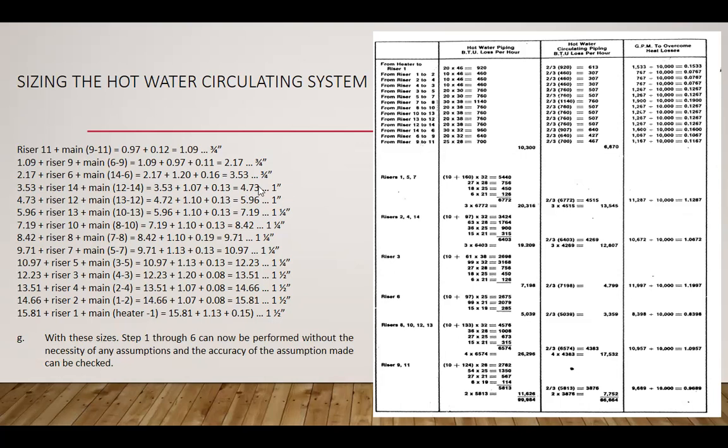So, 1 inch na. Then 3.5 or 3.6 is the limit, so there is no more 3/4. So, 4.73 plus riser 12, main 13 to 12: 4.73 plus 1.1 plus 0.13 is 5.96. So, 1 inch. Then 5.96 plus riser 13 plus main 10 to 13 is 5.96 plus 1.1 plus 0.13 is 7.19. So, this is now 1 and 1/4. 7.19 plus riser 10 plus main 8 to 10 is 7.19 plus 1.1 plus 0.13 is 8.42. 1 and 1/4 na. And so on. So you have a size of 1 and 1/2 at the heater.